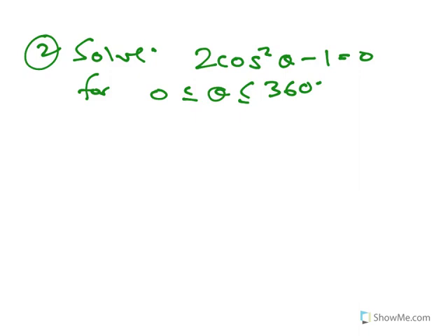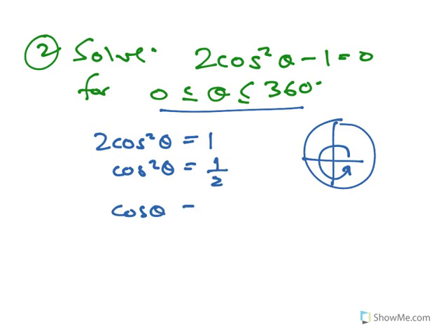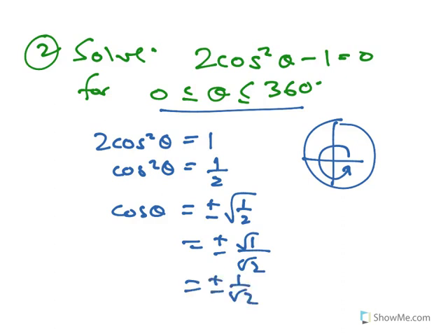Okay, so solving 2 cos squared theta minus 1 equals 0, between 0 and 360. So we know it's between 0 and 360. So 2 cos squared theta equals 1. Cos squared theta equals 1/2. And then cos theta equals plus or minus root 1 on 2, which is plus or minus root 1 on root 2, or plus or minus 1 on root 2.